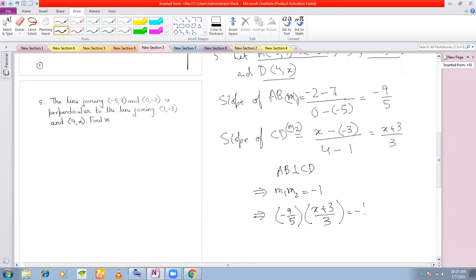is equal to -1. So you're getting a simple linear equation here. You solve this equation to get x is equal to -4 by 3. And that's your answer. Is that clear? Or any question you have?